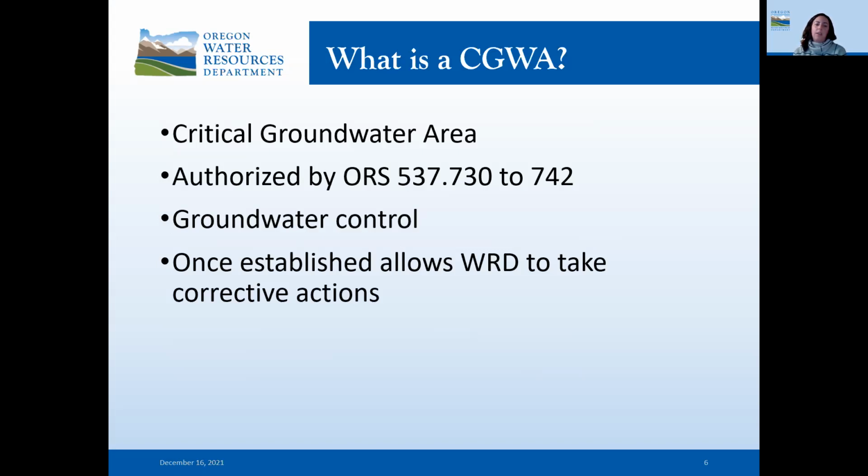A critical groundwater area is a designation which is authorized under Oregon Revised Statutes Chapter 537, Sections 730 to 742, which allows the Oregon Water Resources Department to take corrective actions that are necessary to address groundwater supply, quality, or thermal issues. And these actions may include but are not limited to closing the area to new uses or limiting existing uses of groundwater within the area.